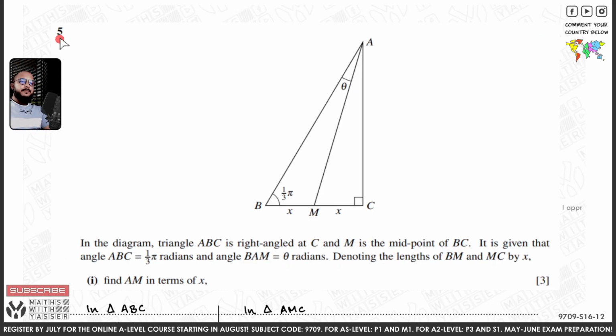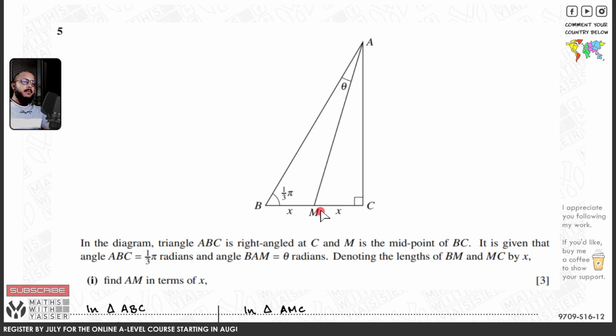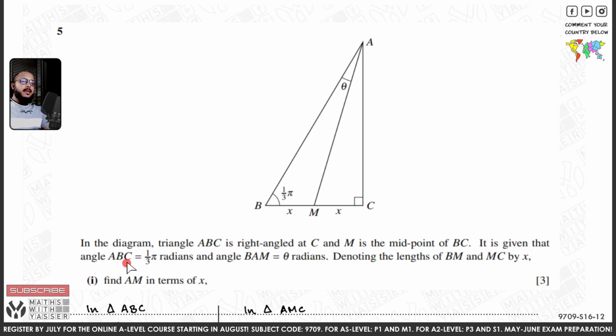Question number 5. In the diagram, the triangle ABC is right angled at C, and M is the midpoint of BC. So this is a right angle at C and M is the midpoint of BC. That's why if this is X, this is also X. That means BM equals MC. It is given that angle ABC is pi by 3. So this is pi by 3. And angle BAM, this one, is theta. And it's in radians, of course.